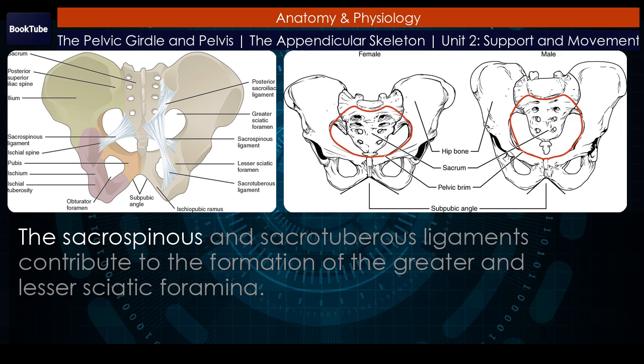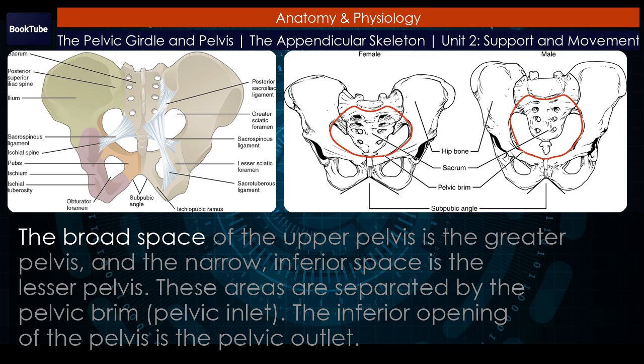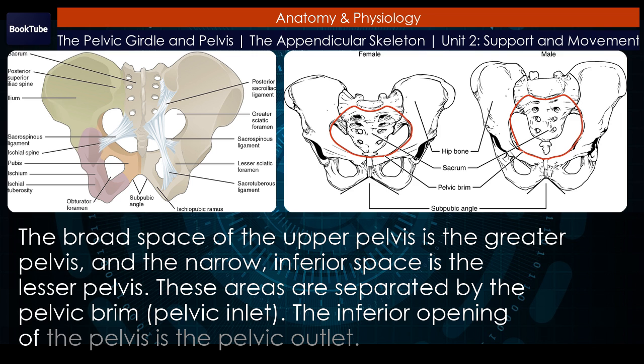The sacrospinous and sacrotuberous ligaments contribute to the formation of the greater and lesser sciatic foramina. The broad space of the upper pelvis is the greater pelvis, and the narrow, inferior space is the lesser pelvis. These areas are separated by the pelvic brim, or pelvic inlet. The inferior opening of the pelvis is the pelvic outlet.